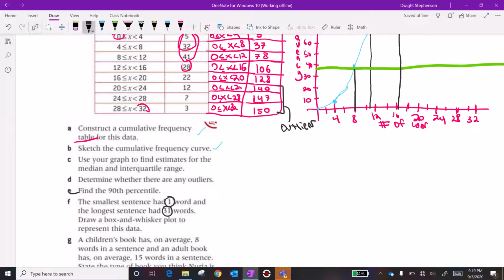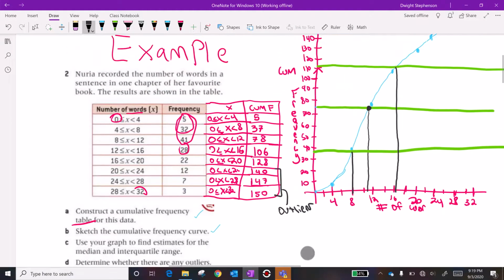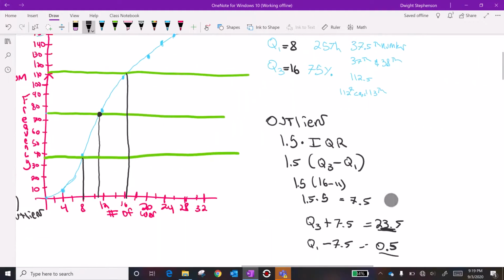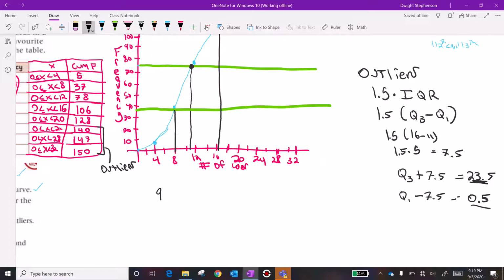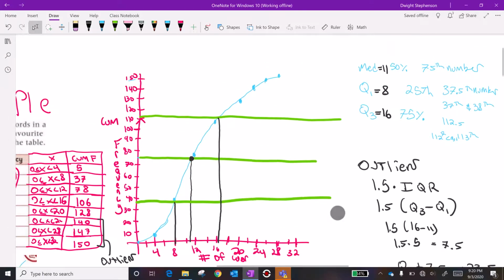Next is E, find the 90th percentile. So basically for the 90th percentile, I'll do this down here. We're just finding 90% of 150. We want to know what number it's going to be. That's going to be 135. So the 90th percentile is going to occur at the 135th number.